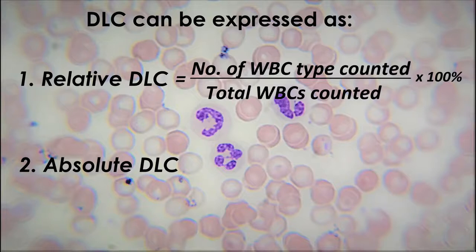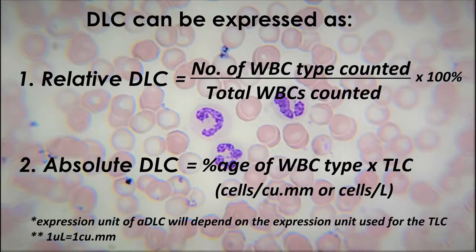And if you have data on the total leukocyte count of the blood sample, you can also calculate the absolute differential leukocyte count by adopting this formula. This gives you the total number of that particular cell type present per microliter or liter of the blood sample. ADLC equals percentage of WBC type multiplied by total leukocyte count. The absolute DLC data is in fact a more useful and reliable information for diagnostic purposes.